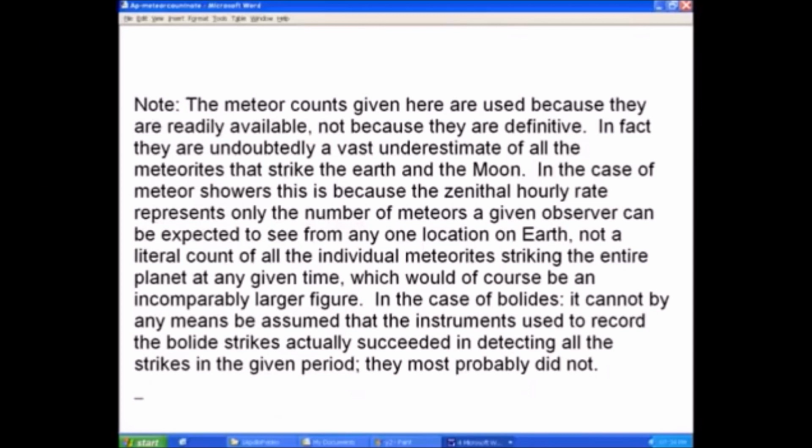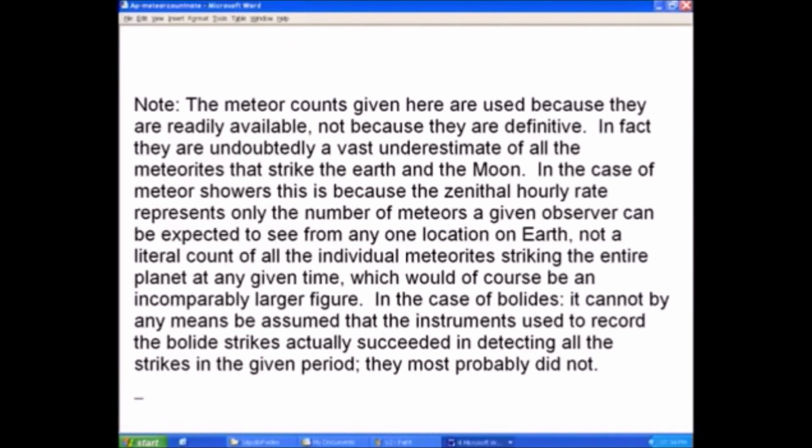But before I do that calculation, I want to make this important note. The meteor counts given here are used because they are readily available, not because they are definitive. In fact, they are undoubtedly a vast underestimate of all the meteorites that strike the Earth and the Moon. In the case of meteor showers, this is because the zenithal hourly rate represents only the number of meteors a given observer can be expected to see from any one location on Earth, not a literal count of all the individual meteorites striking the entire planet at any given time, which of course would be an incomparably larger figure.